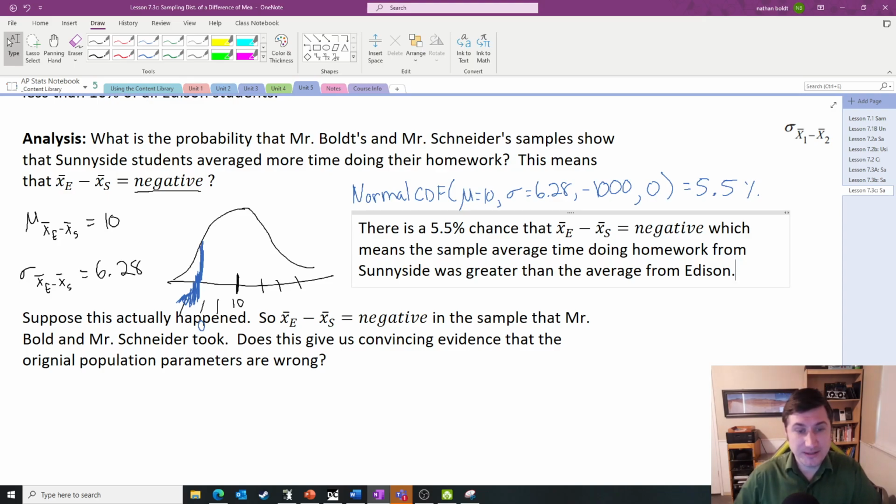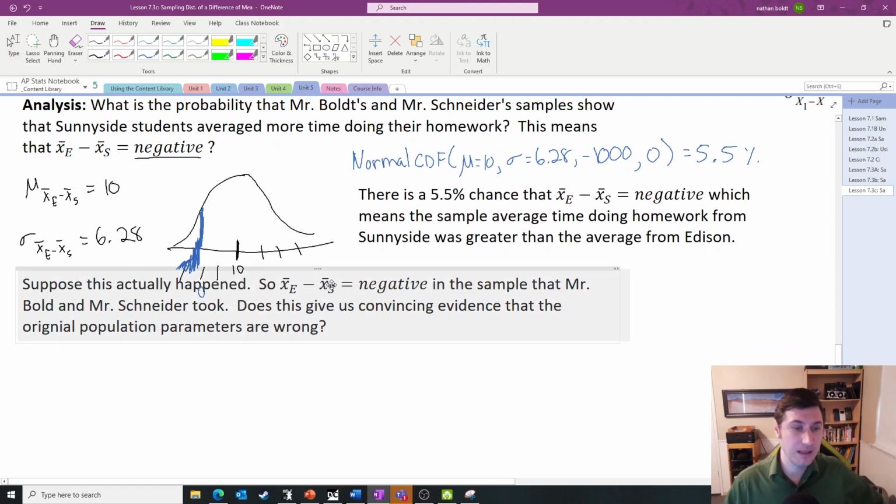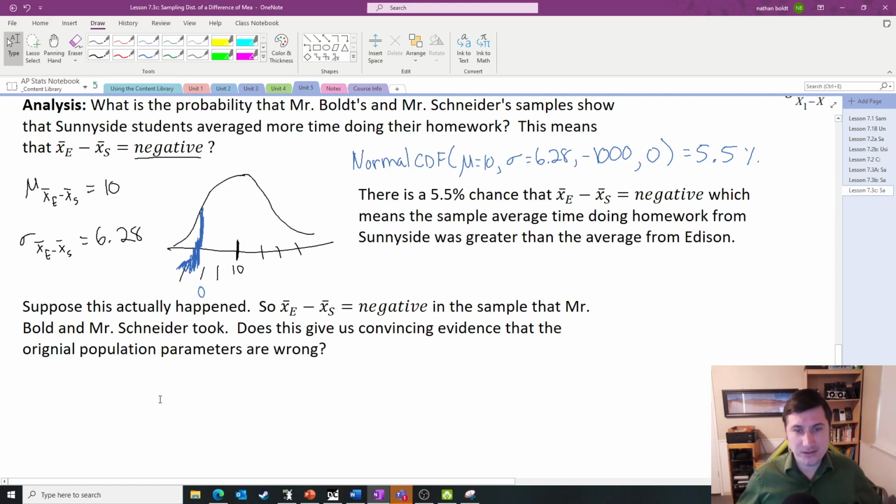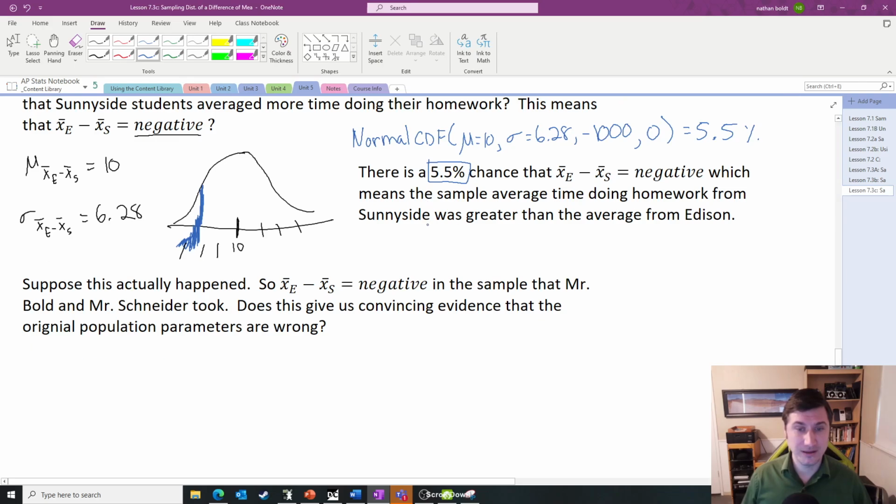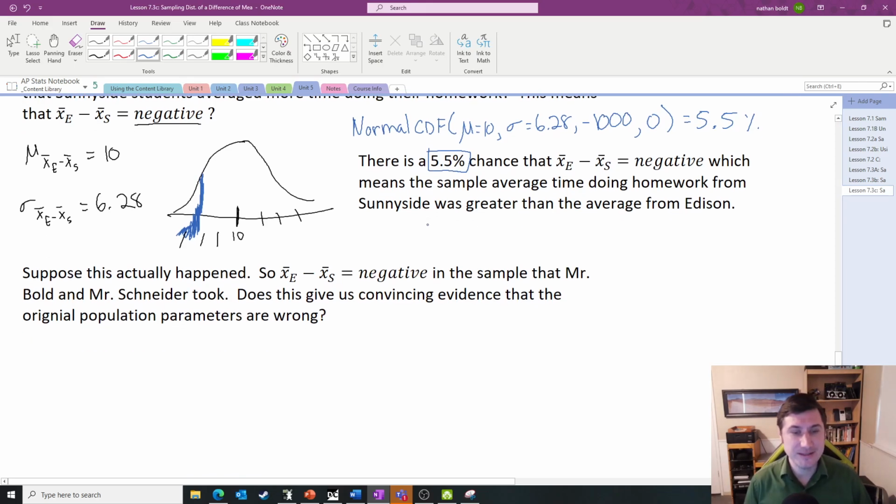All right, so suppose this actually happened. So X bar minus X bar here for Edison and Sunnyside is a negative number. Does this give us convincing evidence that the original population parameters are wrong? All right, so again, if this actually happened, does that make us doubt the foundation that our math was based upon? This was a little smaller than I thought. I thought it was going to be bigger. But a 5.5% chance, it's small, but it could happen, right? I mean, it's not that small. It's not so unbelievable. And so I would say probably not this time. It doesn't give us convincing evidence. It's a long shot, but this could happen because of sampling variability.